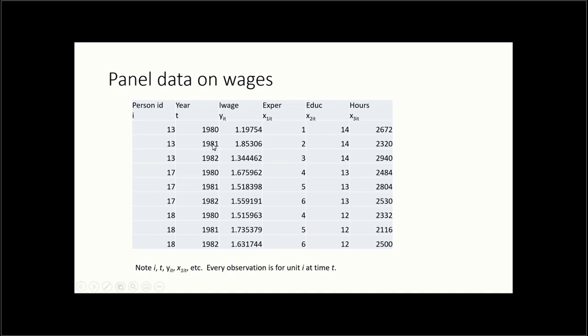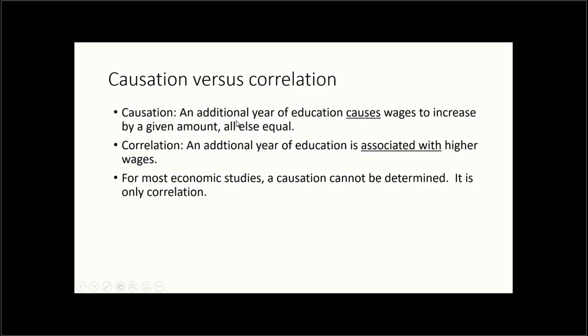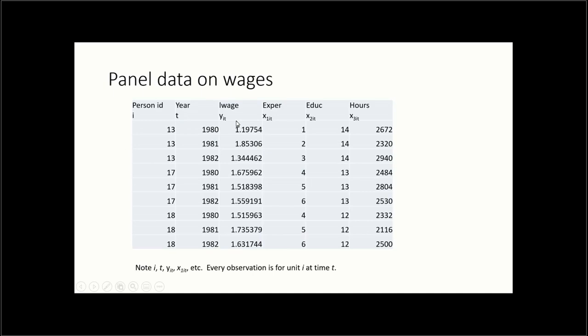Sometimes a year, say, could be missing for a certain individual. So here we have log wages. We can try to explain log wages with experience, education, and how many hours they worked. So notice here that we have I, T, and for the dependent variable, we have YIT. So we have both indices here denoting not only the I dimension, but the T dimension of the data.